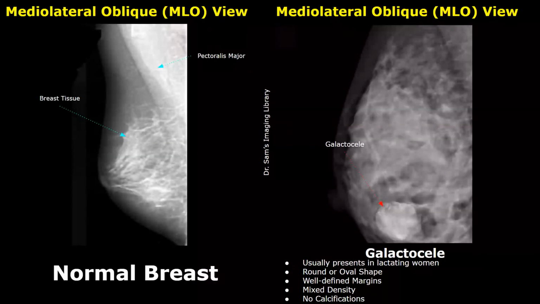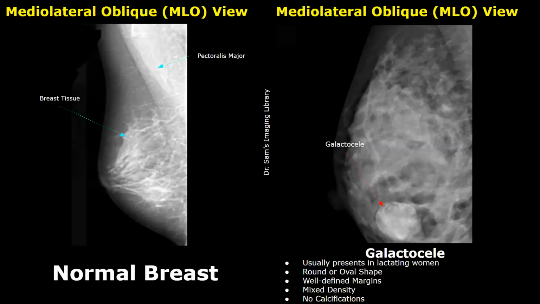A galactocele is a benign milk-filled cyst which usually appears in breastfeeding women. This cyst is usually round or oval in shape and has well-defined margins. It is usually radio-opaque, but it can be of mixed density and it does not really have any calcifications. This type of cyst usually presents in lactating women.